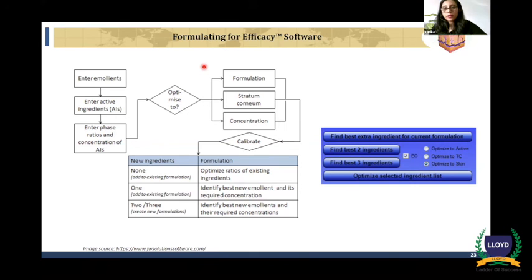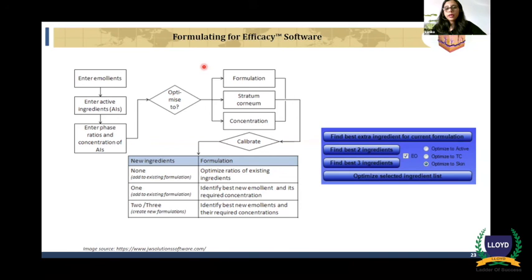Either you want to increase the solubility of your active ingredient, which is very poor, or you want to improve the penetration of that particular active ingredient across the stratum corneum, and thirdly, the concentration of these emollients. So this kind of software can really help to answer many of the questions which we usually have when designing such topical formulations. And obviously you need certain experiments in order to calibrate the data which is obtained.